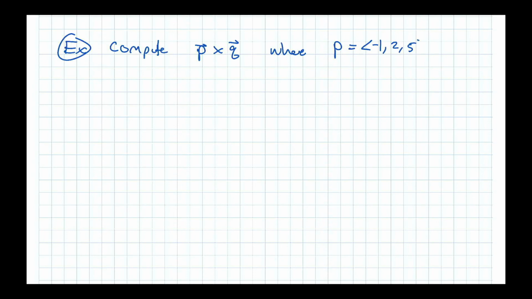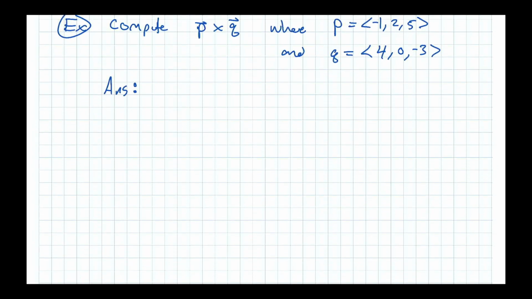Like if you just find a random person on the street and you give them this problem, you say compute P cross Q where P equals -1, 2, 5 and Q is 4, 0, -3. They would do it with that definition that I just wrote down. Or if they were really smart, they would just open Wolfram Alpha or something, right?